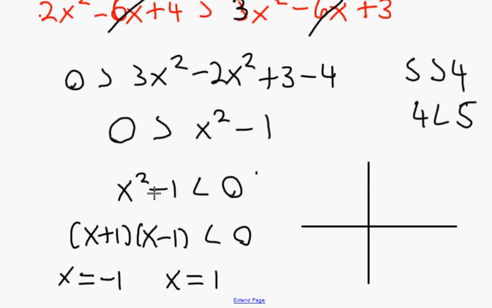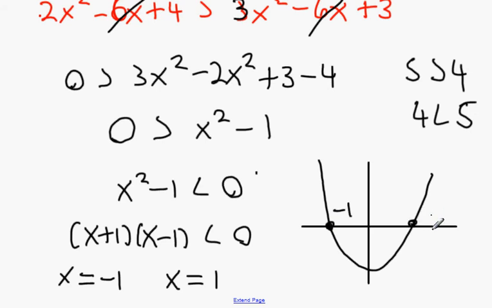It's U-shaped because it has a positive x squared. So it goes down and down. This here is minus 1. This here is plus 1. We want these numbers to be smaller than 0.